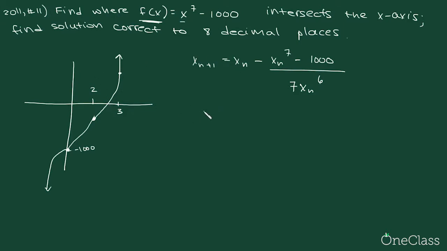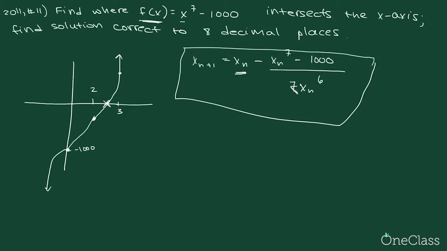Alright, so now we're going to use Newton's method to get closer to this intercept over here. In this equation, it says we take the point xn, and then we take the original function, x^7 minus 1000, and in the denominator we take the derivative of it. The derivative of x^7 is 7x^6. Then I'm just going to be plugging in x for the points that I have.